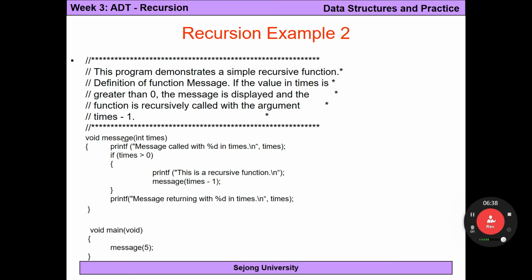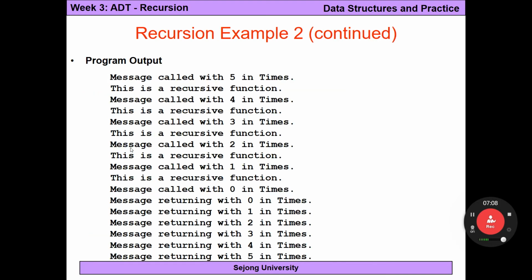It will move back to the previous call. Here, in the definition of the function, it will execute this up until the condition becomes false. When it is false, this statement will be executed. As you can see, it will be false when 0 is greater than 0. In this case, it will be false. So you can see here message returning with 0 in times.